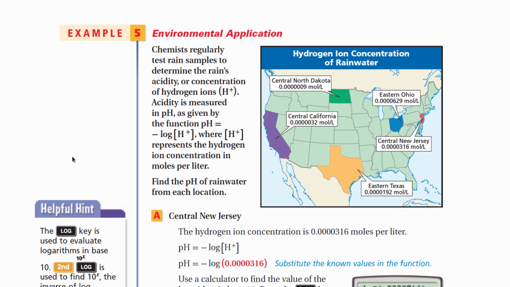Environmental application. Chemists regularly test rain samples to determine the rain's acidity or concentration of hydrogen ions. Acidity is measured in pH as given by the function pH equals negative log of H plus, where H plus represents the hydrogen ion concentration in moles per liter. Find the pH of rainwater from each location.